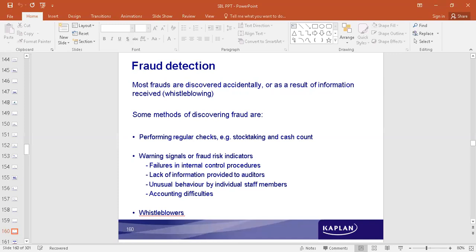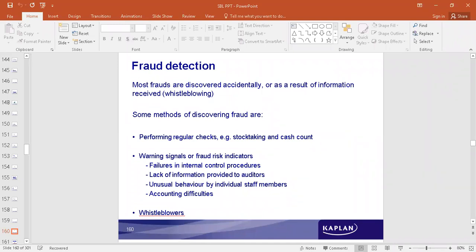Most frauds are discovered accidentally or as a result of information received, that is whistleblowing. So frauds are identified because accidentally or intentionally someone shares that information. Okay, some methods of discovering fraud.